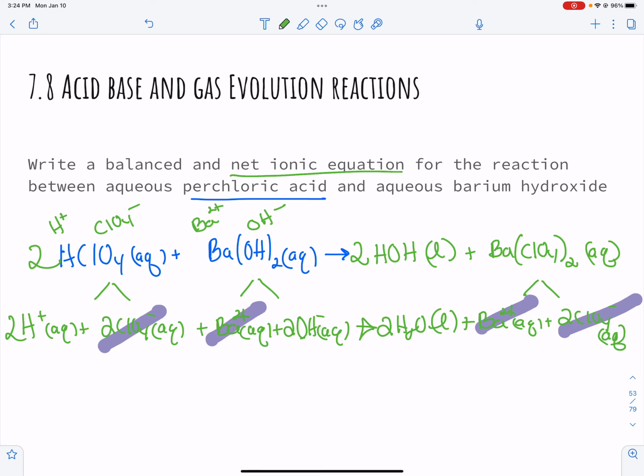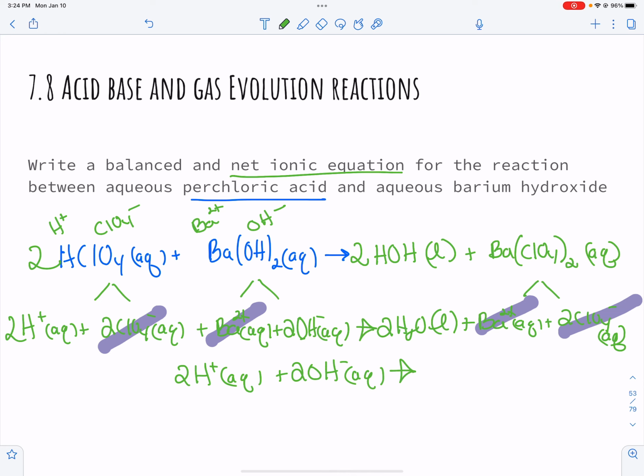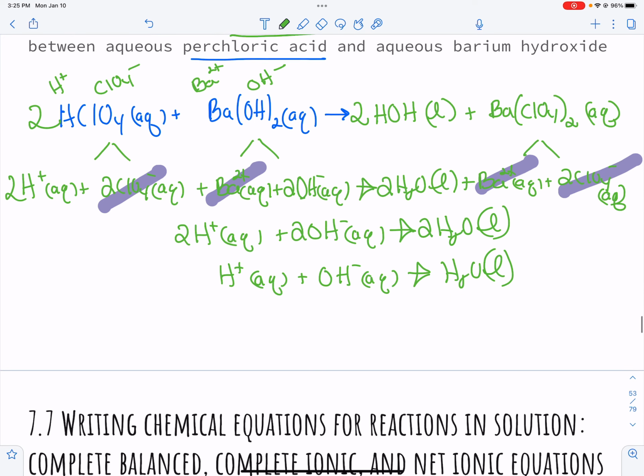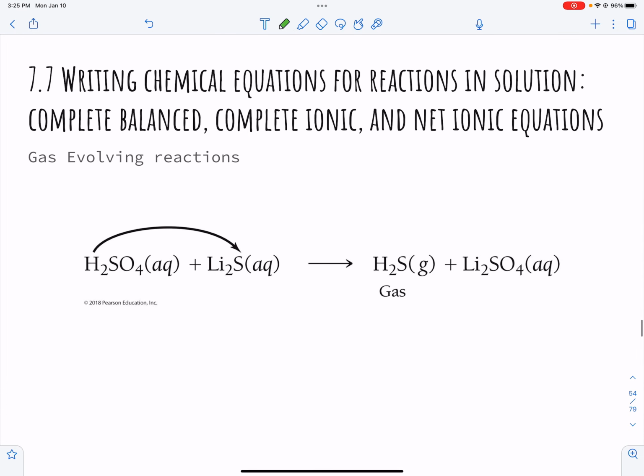So again, look at what has happened. 2H+ aqueous plus 2OH- aqueous yields 2H2O liquid. And we can simplify that because it doesn't really need two of each reacting. All you need is one of each reacting. Right? And did we notice that the net ionic equation for the last one is the same as this one? And that will happen. Neutralization reactions make water.